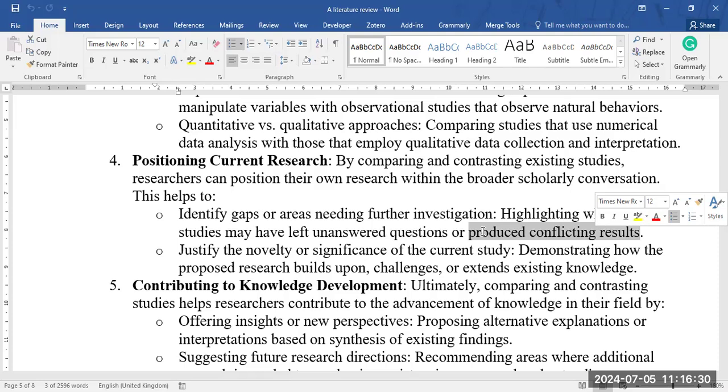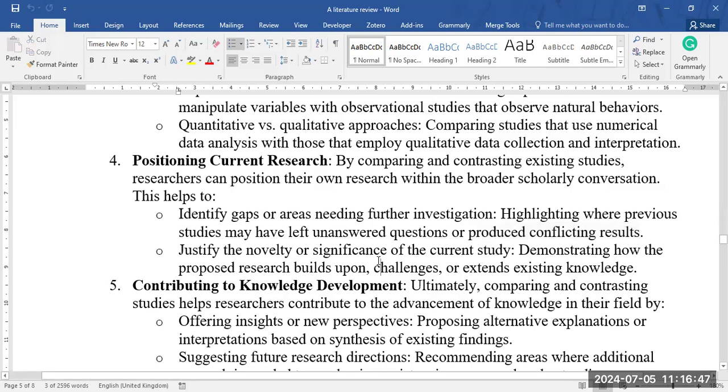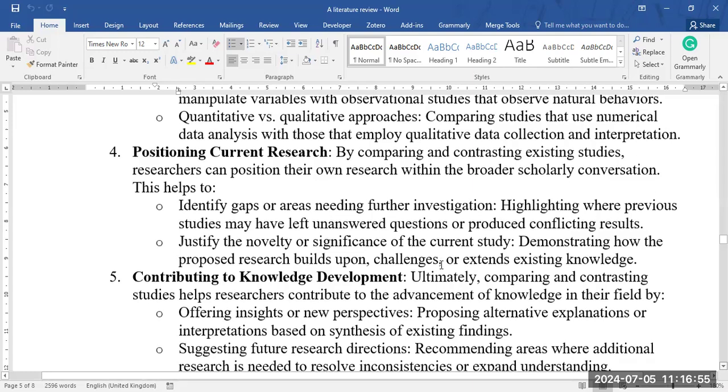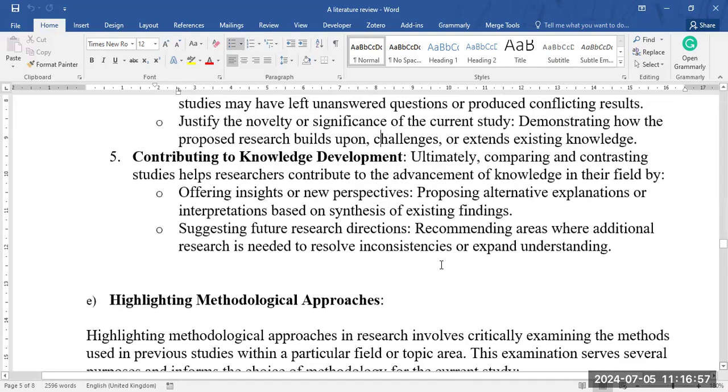So then another one: justify the novelty or significance of the current study. Novelty means how important it is, demonstrating how the proposed research will support, challenge, or extend existing knowledge. Novelty means the value of the research, right? How this research can produce some original contribution to the particular knowledge field, right? So then, contributing to knowledge development.